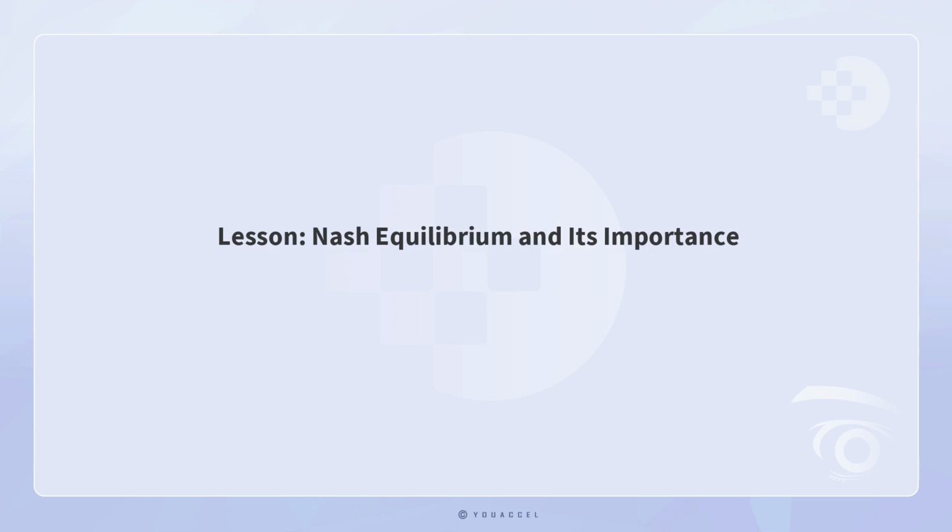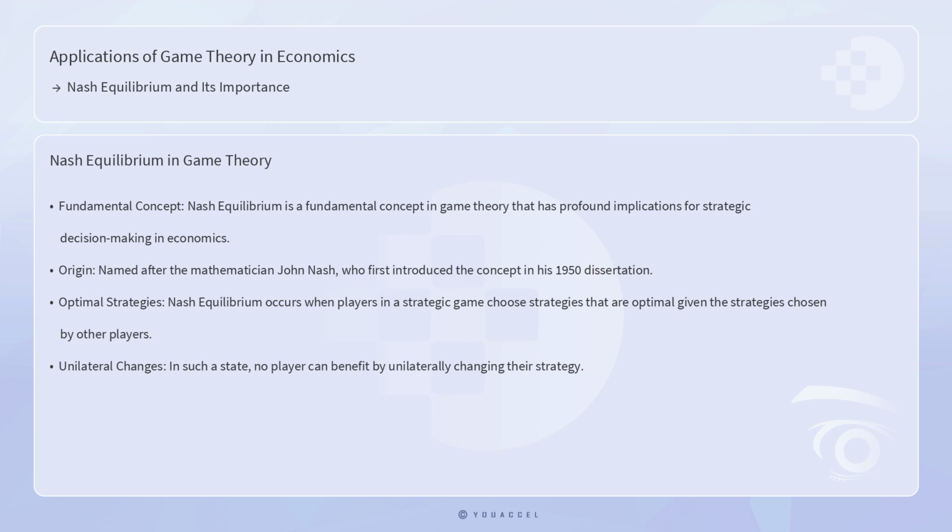Lesson: Nash Equilibrium and its importance. Nash equilibrium is a fundamental concept in game theory that has profound implications for strategic decision-making in economics. Named after the mathematician John Nash, who first introduced the concept in his 1950 dissertation, Nash equilibrium occurs when players in a strategic game choose strategies that are optimal given the strategies chosen by other players. In such a state, no player can benefit by unilaterally changing their strategy.